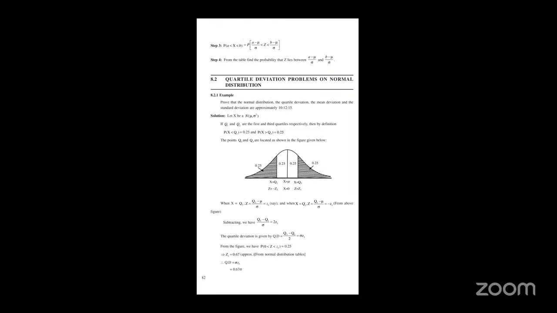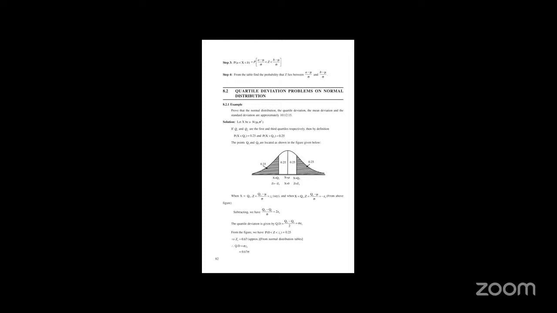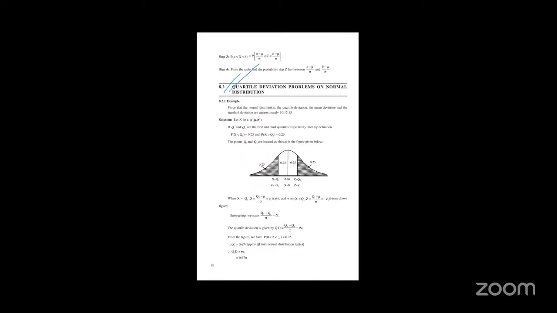So the next problem is quartile deviation problems on the normal distribution. Example: prove that for the normal distribution, the quartile deviation, the mean deviation, and the standard deviation are approximately in the ratio of 10 is to 12 is to 15. We need to prove that.